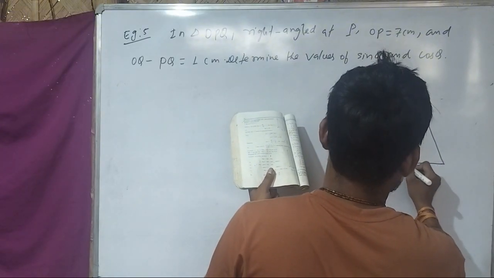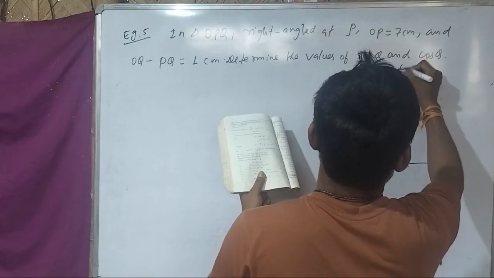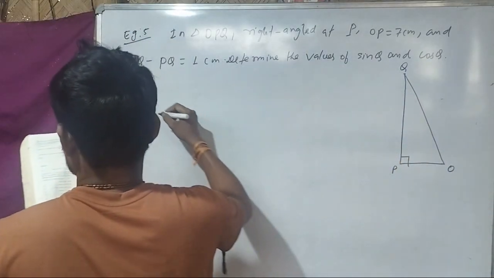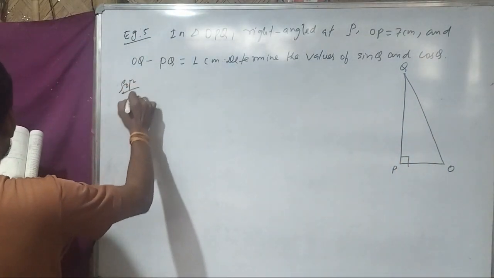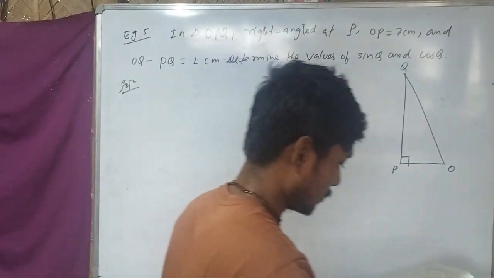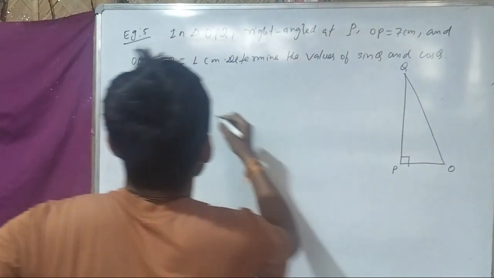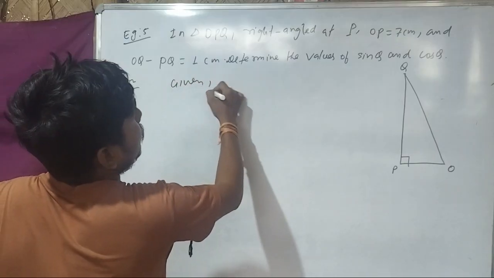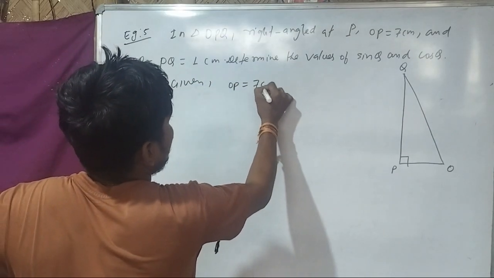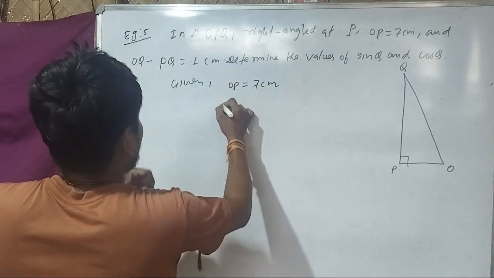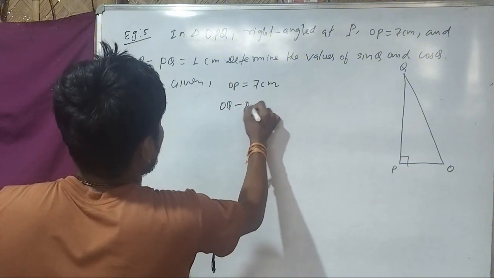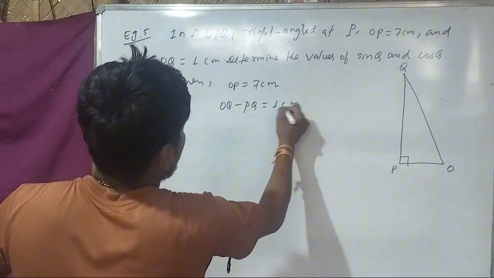Diagram is given: triangle POQ. You have to find sin Q and cos Q. Now see, given OP equal to 7 centimeter. And also OQ minus PQ equal to 1 centimeter.